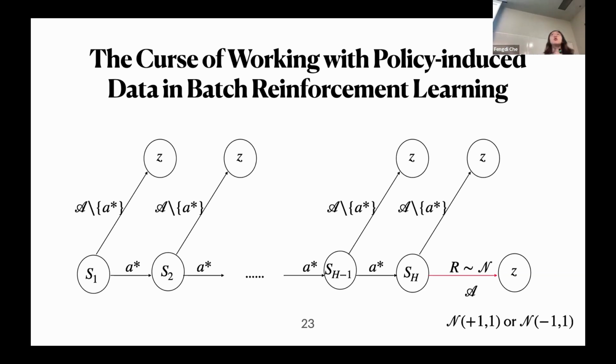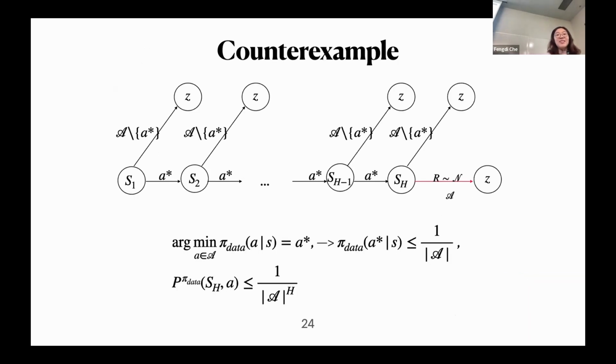There is no reward except for the last transition. The reward is sampled from a normal distribution with mean either +1 or -1. So we have two MDPs, one with +1 reward and one with -1 reward. Then the agent starts to generate data on this MDP. People say, let's try to generate data from a very tricky policy.